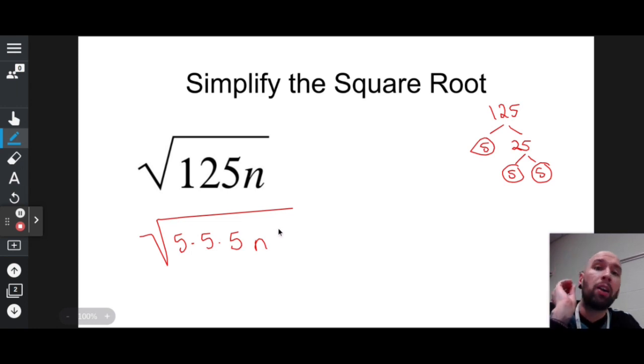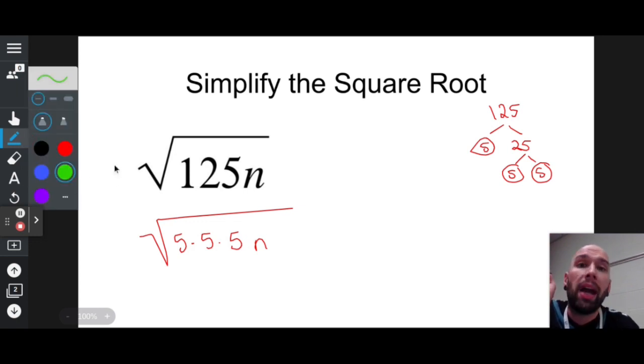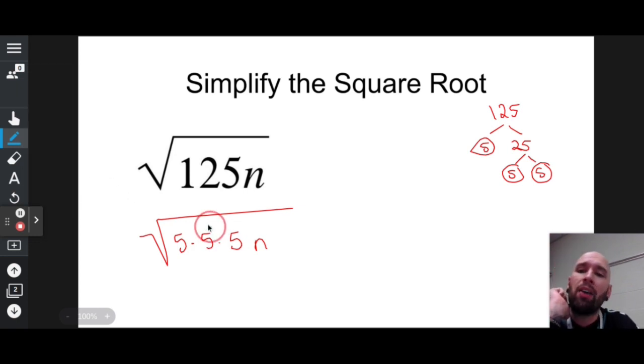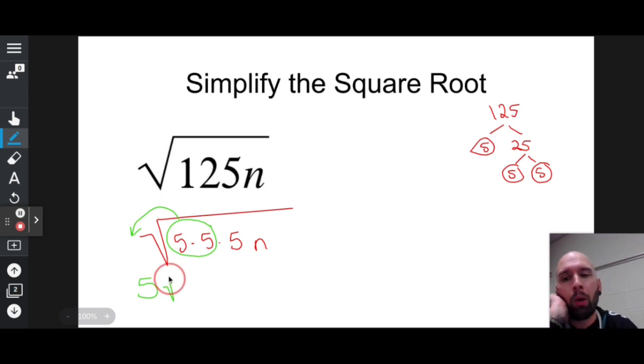When you simplify roots, if it's a square root, what you're looking for is every identical pair of numbers. I have a pair of 5s. You circle that pair and you bring out one of them. Why? Because the square root of 5 times 5 is 5. And so now you've brought it out. Write out what's left over, multiply 5 and n, which is just 5n, and you're done. I just simplified that square root.